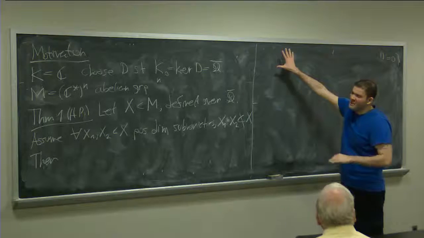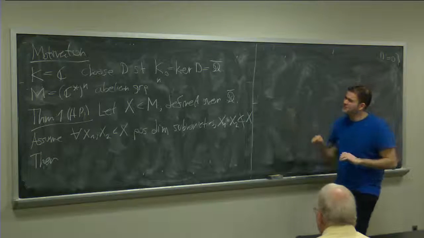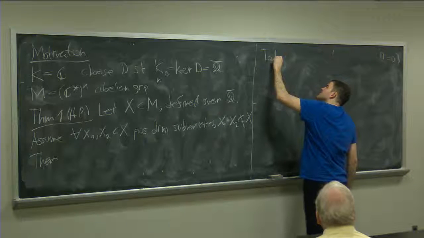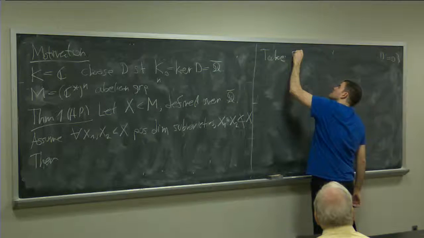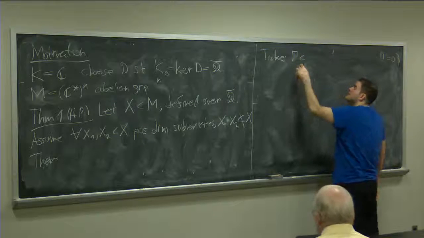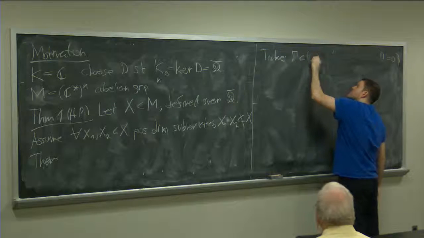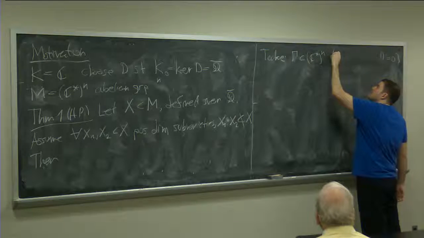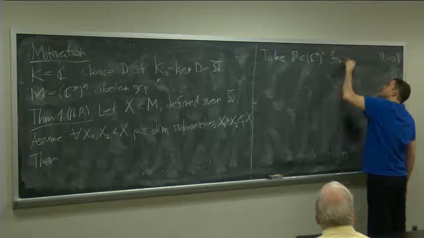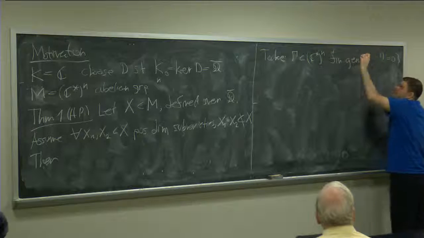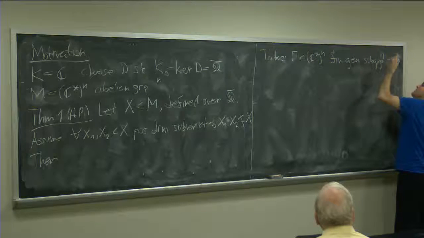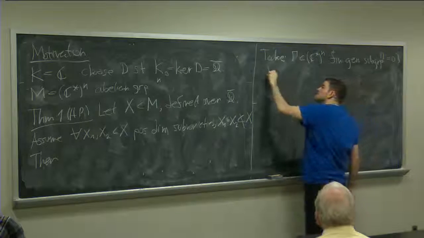So I'm just adding some notation here because I forgot to make it there. So I'll also take gamma in this C star to the n, a finitely generated lattice, a finitely generated subgroup with R generators.